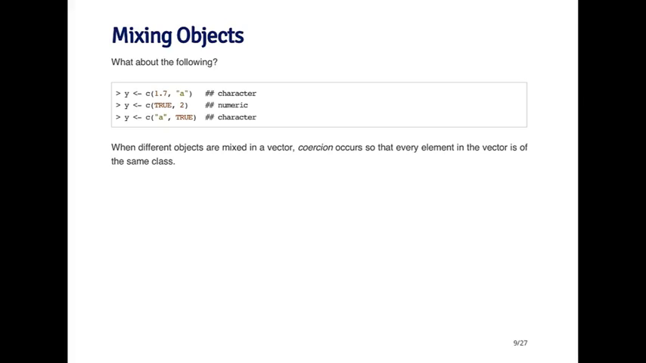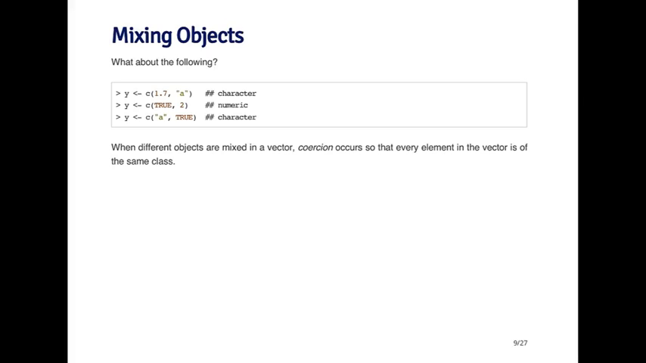And so what you're going to get is that y is a character vector where the first element is the string 1.7 and the second element is the letter a. In the second example here, I'm concatenating TRUE, which is a logical, and 2, which is a numeric. So you're going to get a numeric vector, and the TRUE is going to be converted into a number. And how does that happen? By the convention in R, TRUE is represented as the number 1, and FALSE is represented as the number 0. And so what you're going to get here is the vector 1, 2.